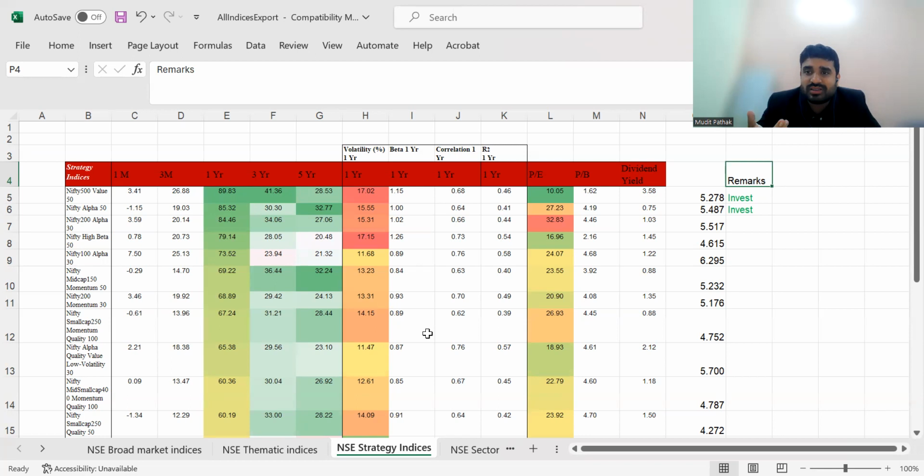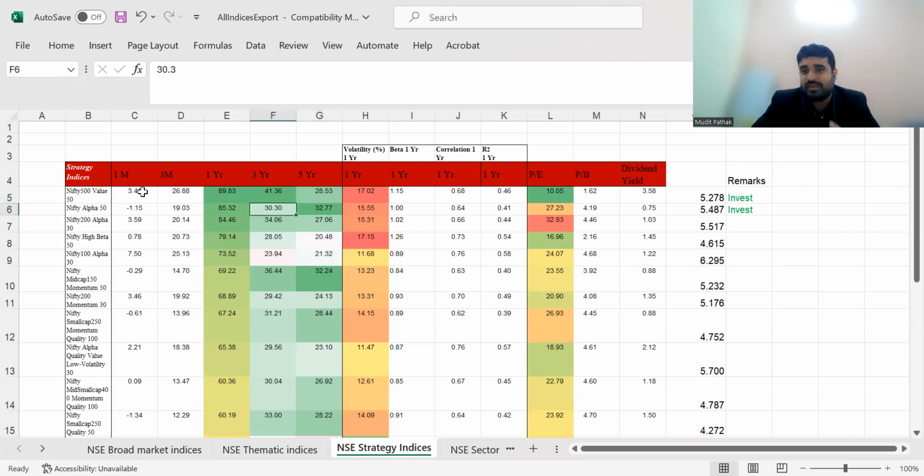That has to be bought more, that can be bought more, so that its price will be corrected. So value investing is that. You see this index, the Nifty 500 Value 50, has given 89.83%, like around 90% return in 1 year. And this is a golden strategy.